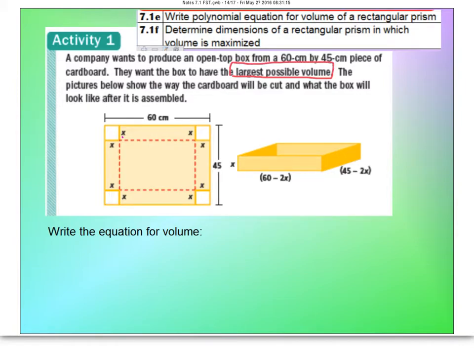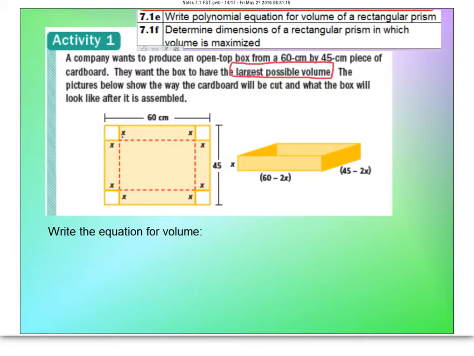The picture here shows the way the cardboard will be cut and what the box will look like after it's assembled. So here is a two-dimensional look of a sheet of paper or cardboard. Here's a three-dimensional look of it as it's folded. What they want us to do is write the equation for the volume of this box.